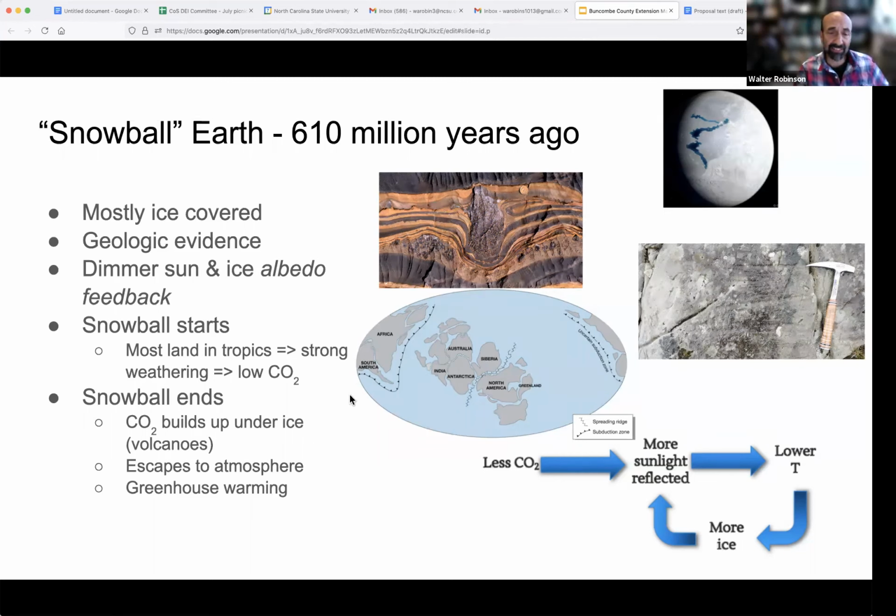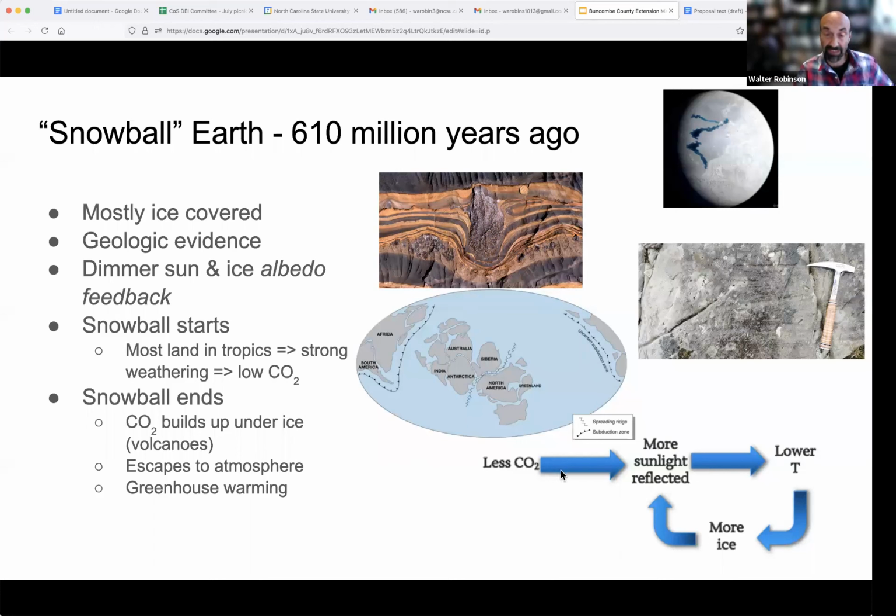The reason for that, geologically, is that with continental drift, or plate tectonics, a lot of the land before the snowball was concentrated at low latitudes, where there's lots of rain falling on the Earth, weathering rocks, and that takes CO2 out of the atmosphere. So there was a weak sun, low CO2, Earth started freezing over, and then we have this idea of positive feedbacks.